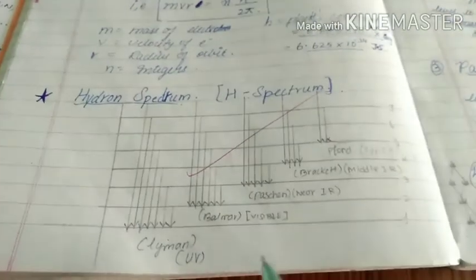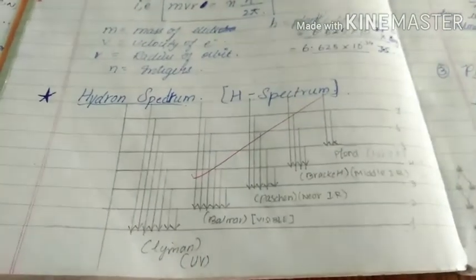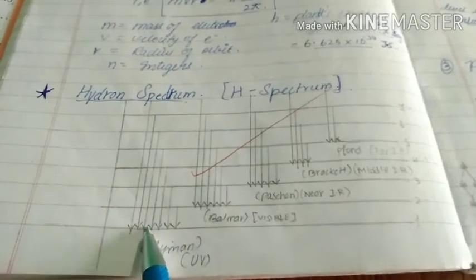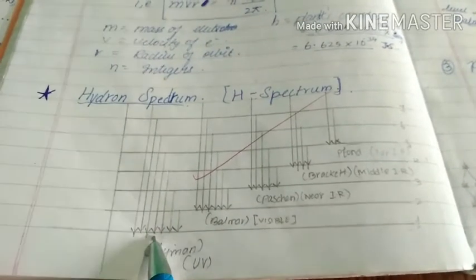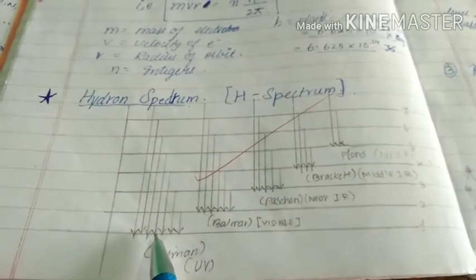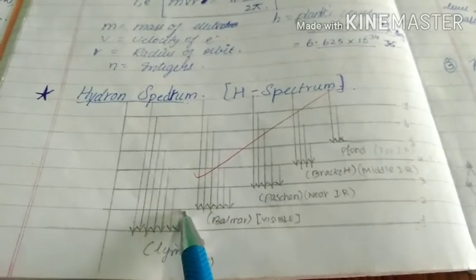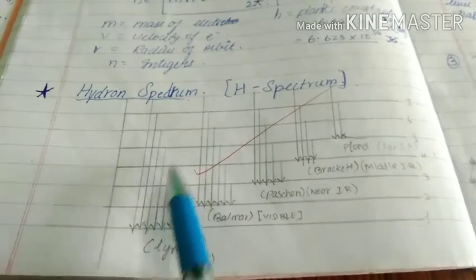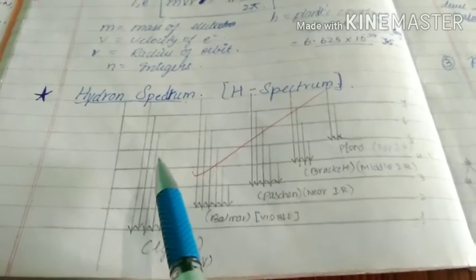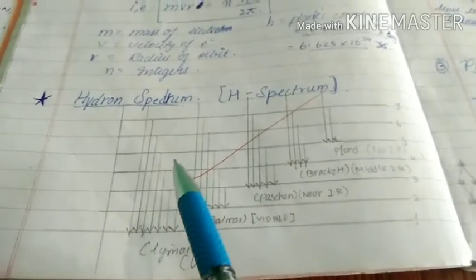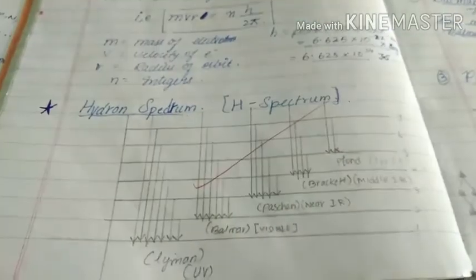Now we will discuss the hydrogen spectrum. See what I told: when the electron gains energy, then that electron jumps from first orbit to second orbit, or first orbit to third, first orbit to fourth, first orbit to fifth. Like that, it jumps from the first orbit to any orbit.